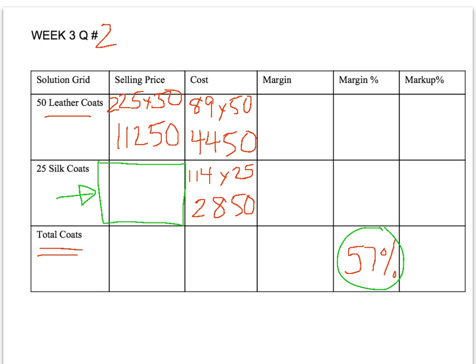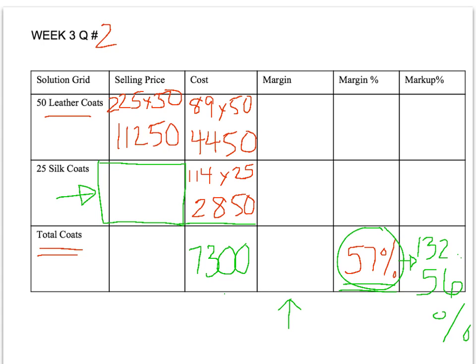So first place we can go here is fill in the total cost of the coats, $4,450 plus $2,850. Total cost of $7,300. Now we can fill in our total margin on the coats right here by taking our margin, quickly flipping it into a markup. When you're given cost and margin, that's what we do. So a margin of 57% is a markup of 132.56%.